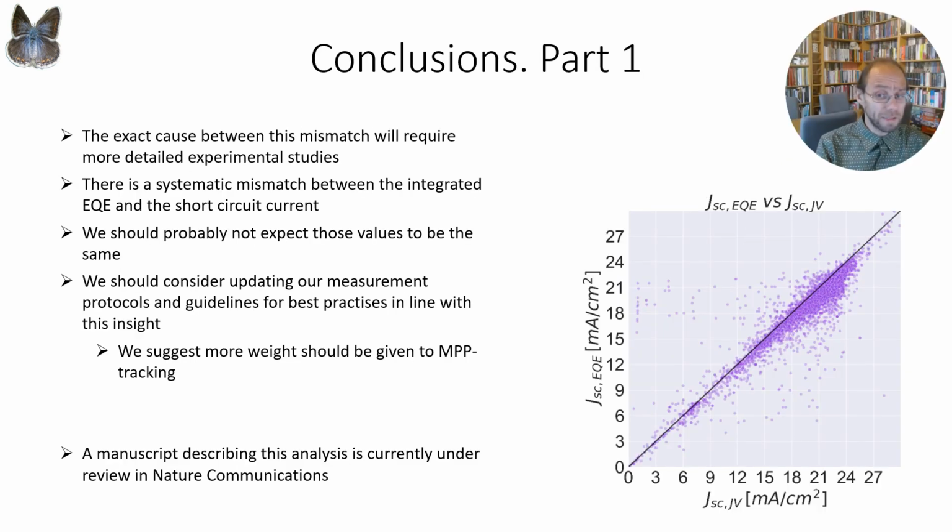And I think that this is a pretty good illustration of what we could achieve based on initiatives like the perovskite database. At the start, we had a few people that had a suspicion that a short circuit current and the integrated external quantum efficiency may be a bit different, but there were no hard data to back up that gut feeling or that assumption.